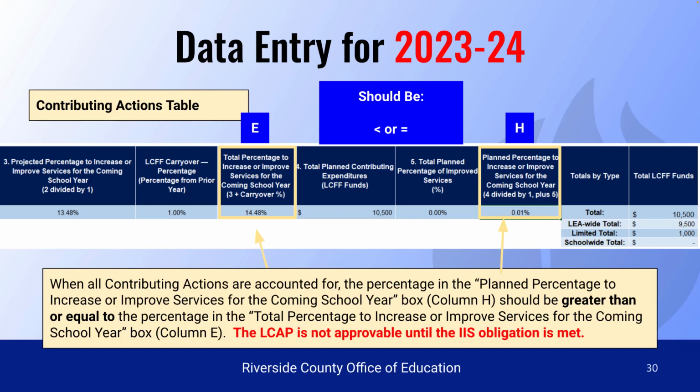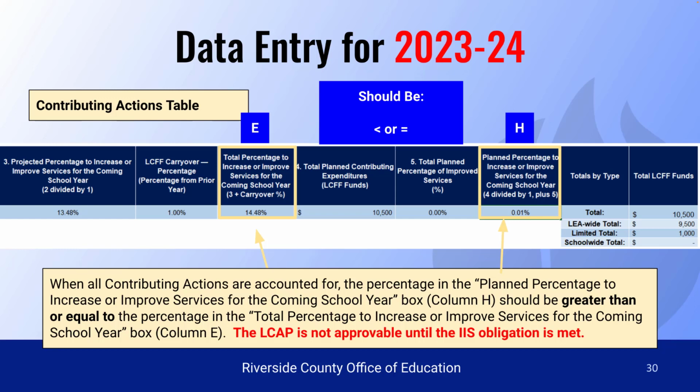So this is your target amount you must meet and must show in your LCAP that you have the required amount of contributing expenditures or percentage to meet this requirement. So the other column to look at is column H. This is what will be calculated based on all of the data entry you have made, all of your LCFF expenditures, and any percentage you have added.